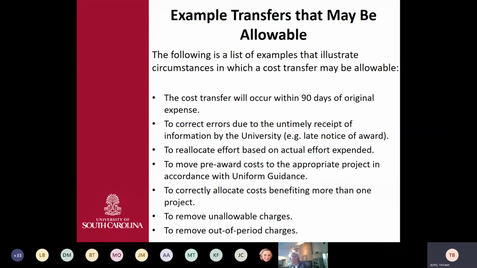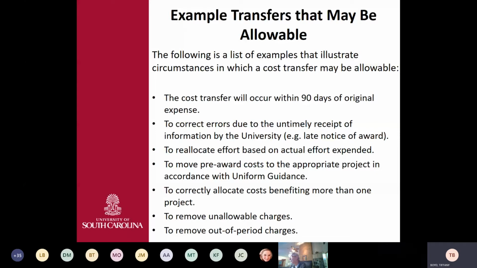So here are some examples of cost transfers that may be allowable. Again, if the cost transfer occurred within 90 days of the original expense, if you noticed you had an account change that didn't take effect for a particular person, so you need to do a retro funding change for 1 or 2 payrolls, and you caught it within 90 days, that's perfectly allowable.